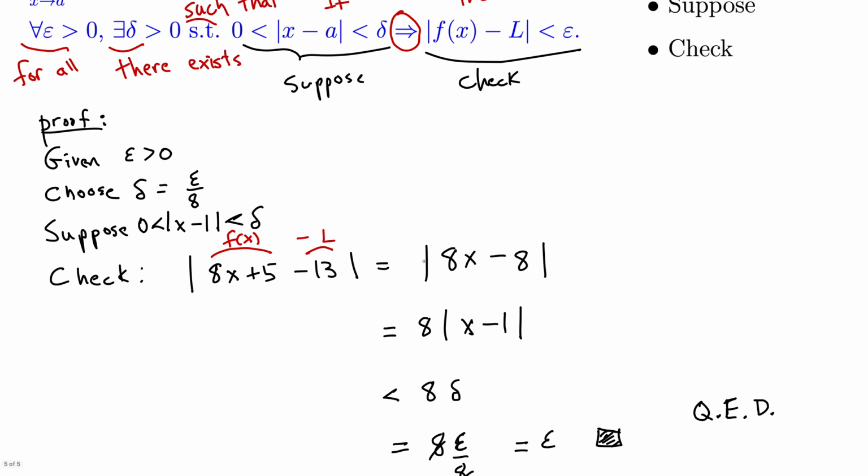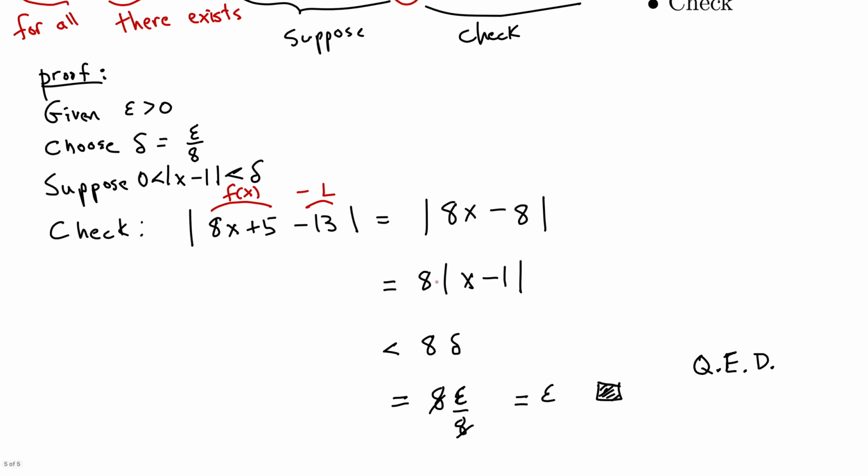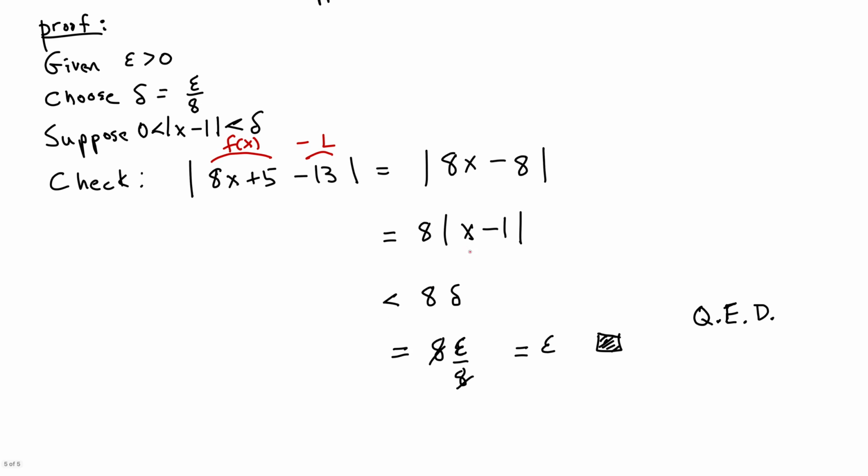And we follow it down, right? This 8 factors out. We get to x minus 1, but we know that x minus 1 is less than delta from over here. So that makes this less than 8 delta. And then we know that delta is actually epsilon over 8. So then we replace delta with epsilon over 8, leaving us with epsilon, which completes the proof. And that is how you prove a limit for at least a nice linear function.